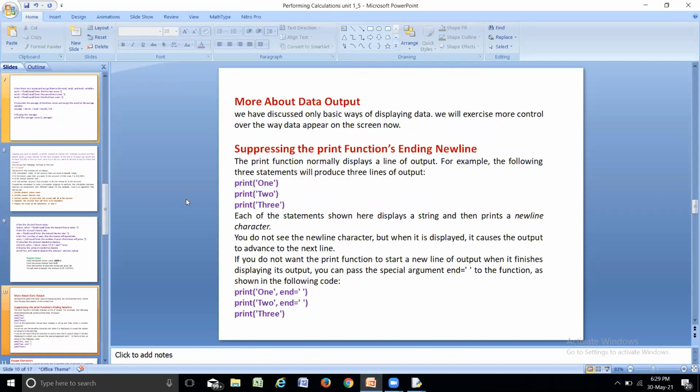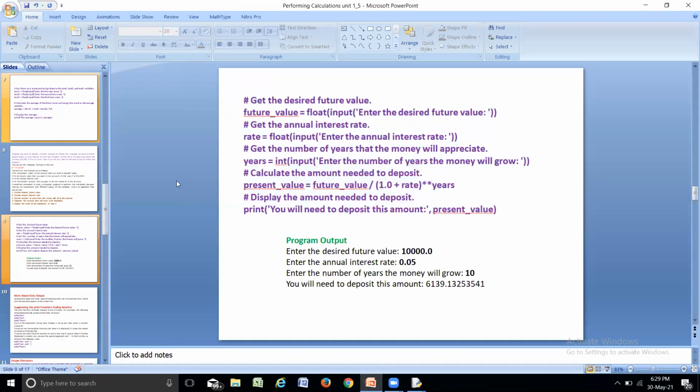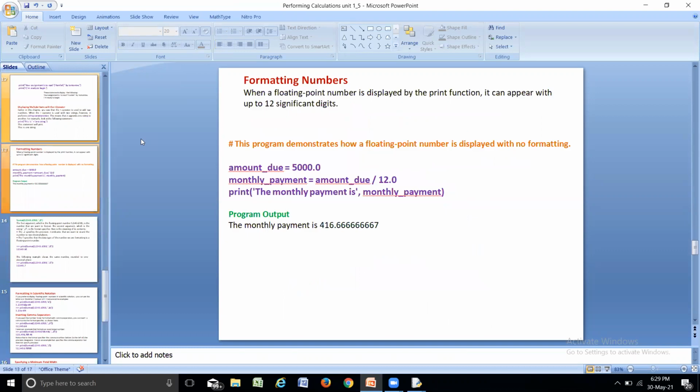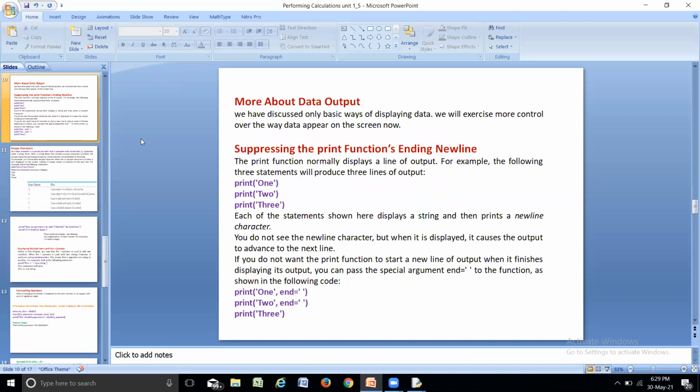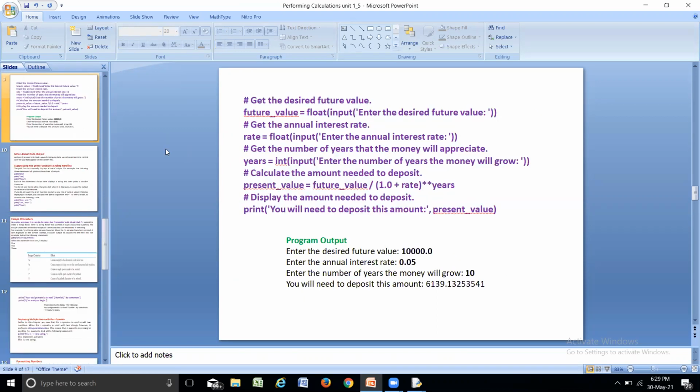So that is about performing calculations. I have shown several examples here. I think I should stop here, otherwise the topic will not be completed further. I just wanted to show you how these output operations are performed with more control on the print function. But I will explain this topic in our next session. So I'll stop it here.